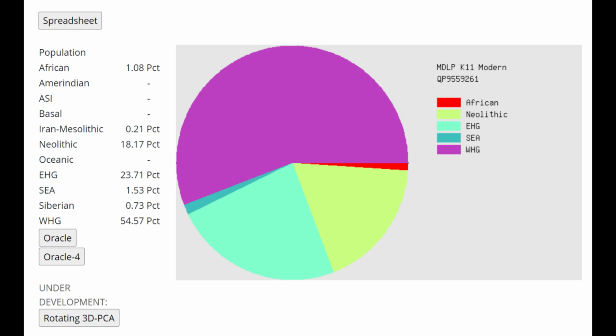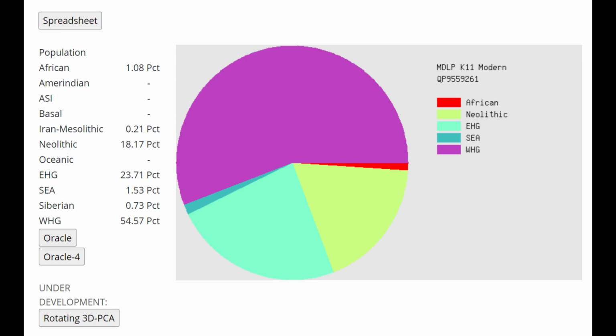As you can see, he's mostly scoring European hunter-gatherer components, 54% European hunter-gatherer. There is 23.7% Caucasus affinities here. By the way, the Caucasus category here is very grossly misnamed EHG. It's not EHG, it's Caucasus. So he's scoring 23% Caucasus, 18% Neolithic, and 54.5% European hunter-gatherer.